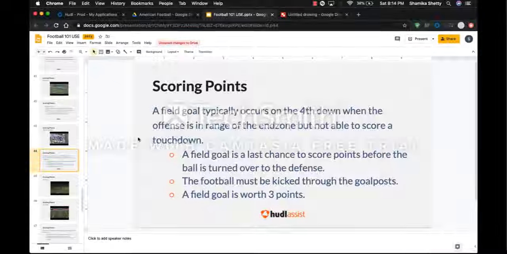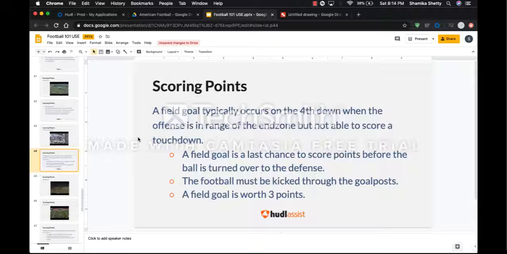Second one is to punt the ball, that is to kick the ball to the away team as far as possible, making it difficult for them to run towards their end zone. The third one is a field goal. In the field goal, they have to kick the ball across the goalpost from whichever yard line they are on the 4th down, and if they are successful, they are awarded 3 points for that. So let's just read.